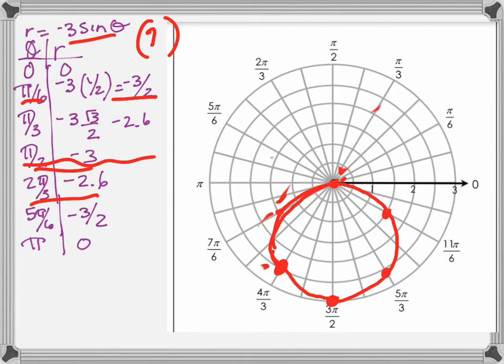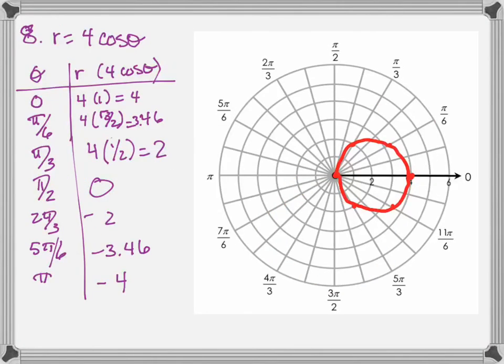Okay, moving on to the next one. So with this cosine one, it was 4 times cosine. So let's just do the math. First, if you did all these, you would have 4, 3.46, 2, 0, -2, and -3.46. So here was the first point. When theta is 0, it was at 4. And then at pi over 6, it went to about 3.46. And then it went to 2 right here at pi over 3. And then to 0. And then you need to go backwards.